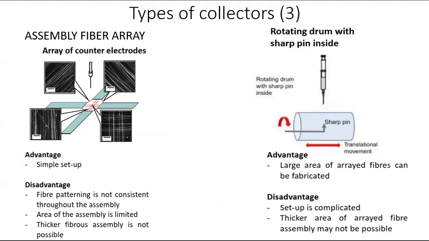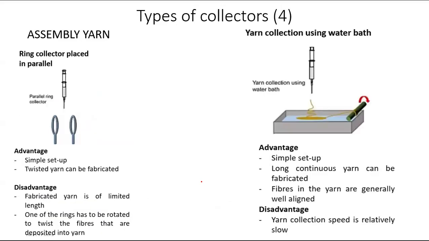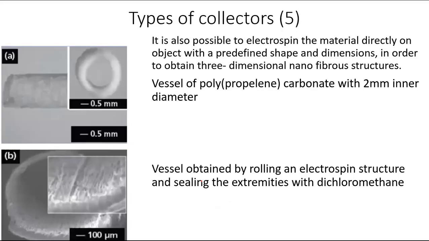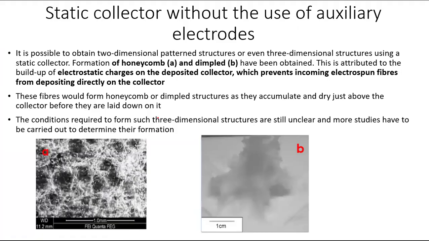So you can have different assembly systems also, depending on the design of the collector plate that you are going to use. I have given advantages and disadvantages of these also. And depending on different types of collectors, these are some things which we can do. This is actually a vessel of polypropylene carbonate with a 2 millimeter inner diameter, which was made from certain assembling of the fiber during the collection.